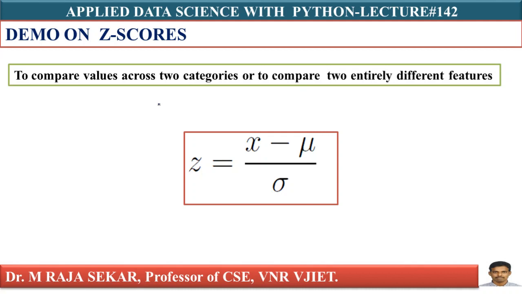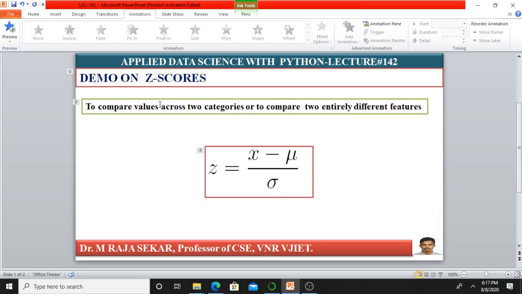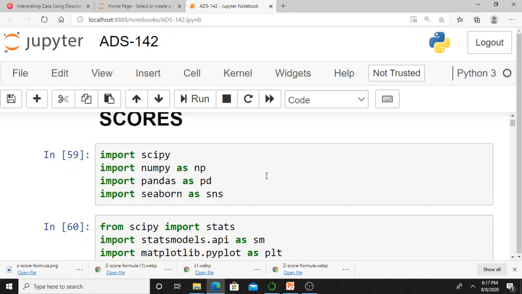In this demo, we will use a data set known as the salary data set. I downloaded this particular data set from the Kaggle website. Just go to the Kaggle website and try to download this data set. Even if you want, you can download it from my Google site. I will provide the link.